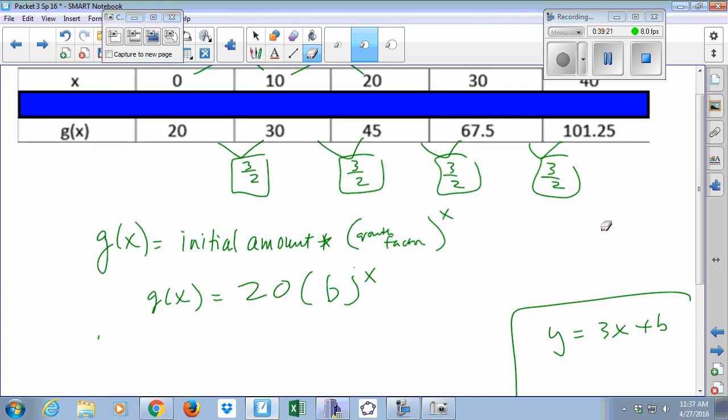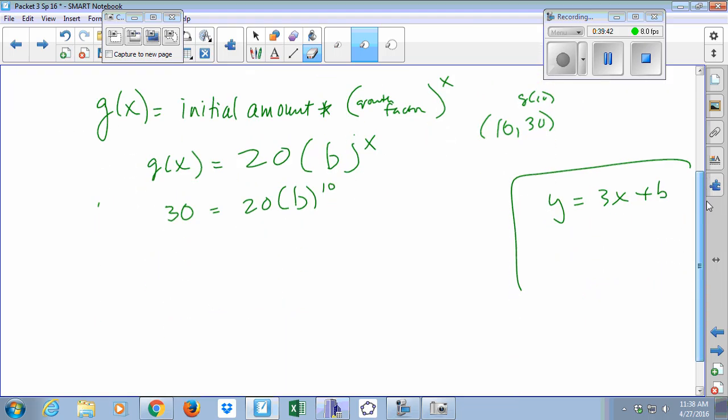So plug it in. Plug in any one of those 4 points other than the one we used to find the initial value. So let's use 10, 30. So I'm going to put the 30 in, because 30 is g of 10. That's the output when x is 10. Now you may not believe it when we do it, but this is how it works. Now we can solve for b.